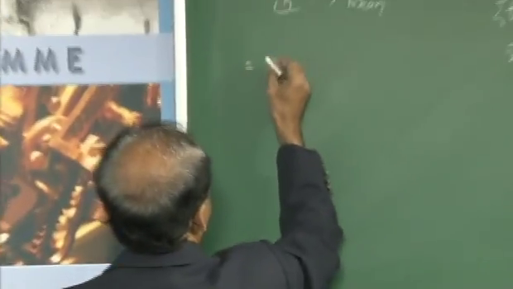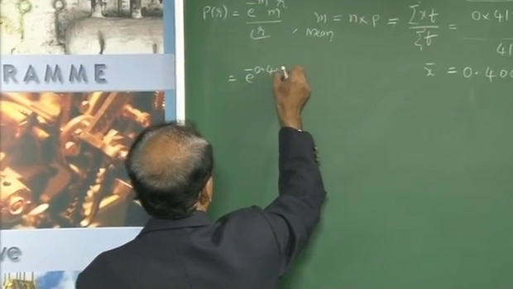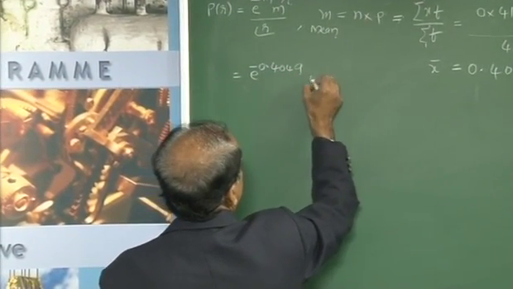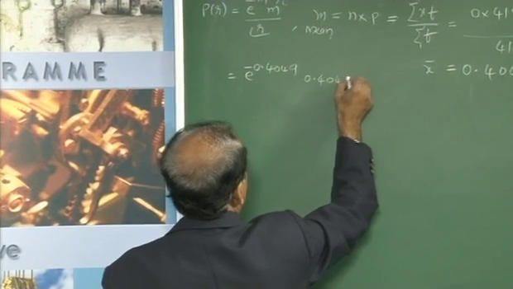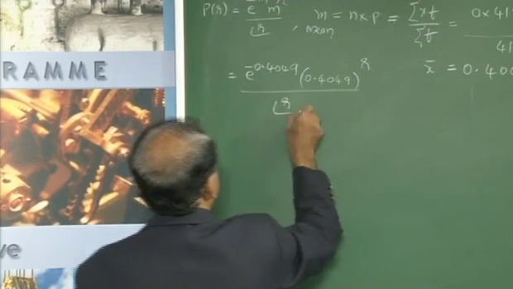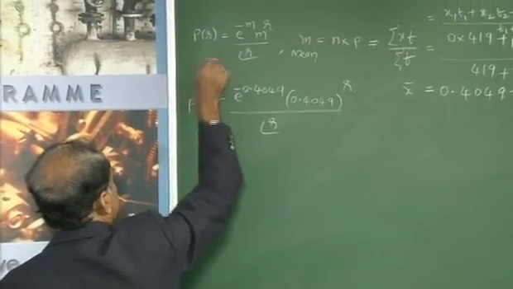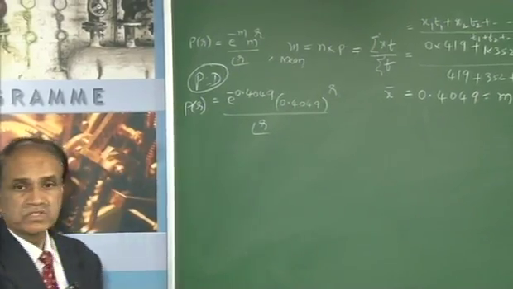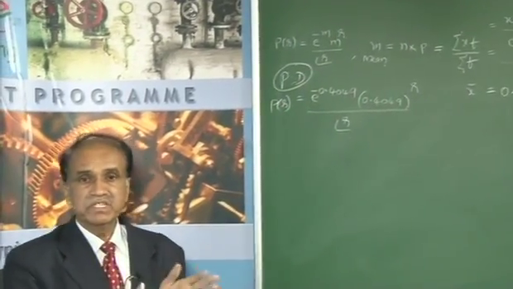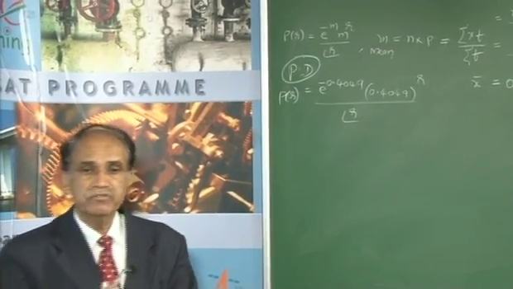Therefore, e to the power minus 0.4049, that is 0.4049 whole to the power r over r factorial, is the construction of the Poisson distribution. What do you mean by construction? Writing the basic equation for the Poisson distribution formula.